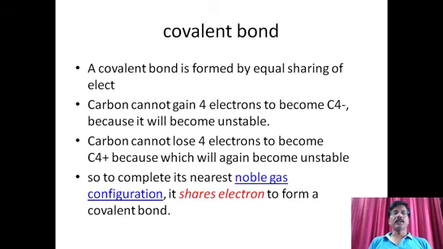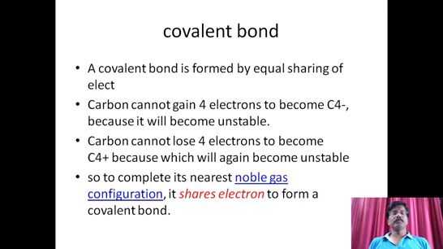Look at now. Let us try to understand the nature of covalent bond. First of all, we should know that a bond is nothing but whenever two atoms combine with two electrons, that is called a bond. A bond means it is two electron combination. So two electrons represent a bond between two atoms.